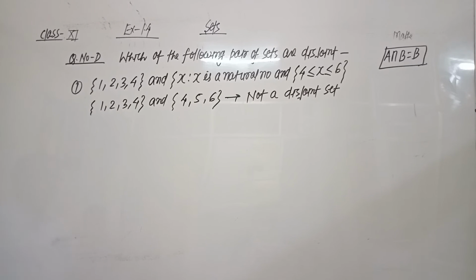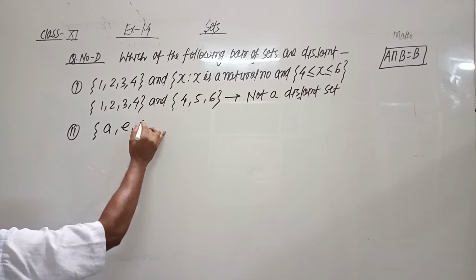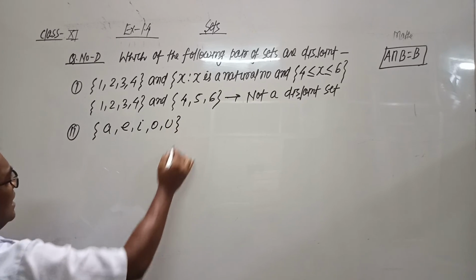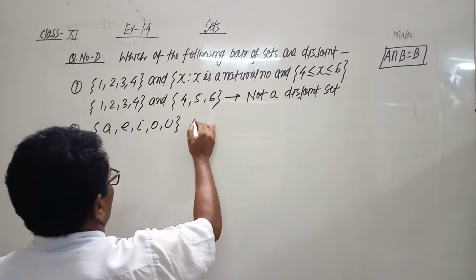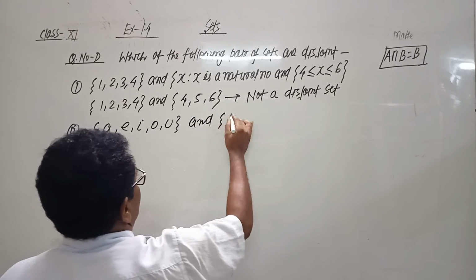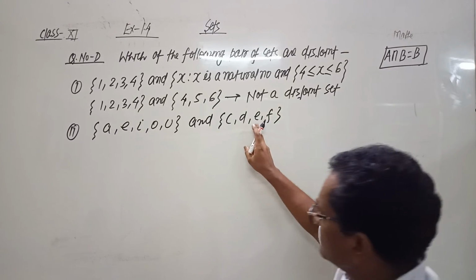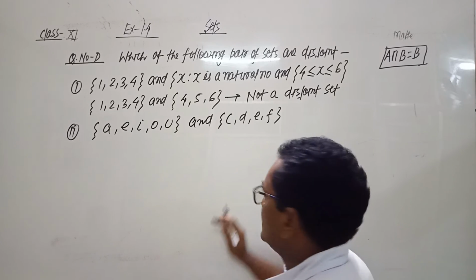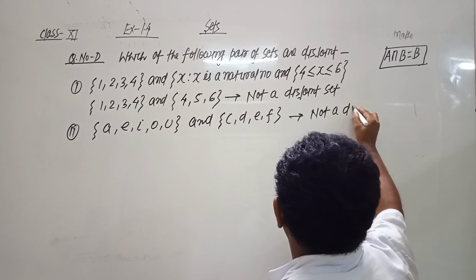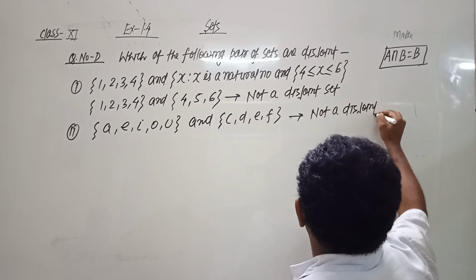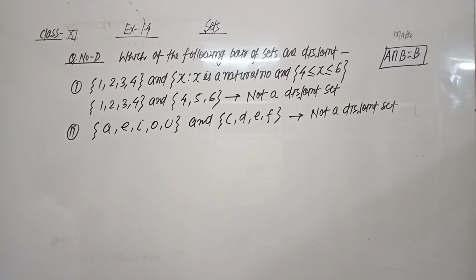Then second, A, E, I, O, U. The first set is A, E, I, O, U. And the other set is C, D, E, F. So in these two sets again the element E is common. So again they are not disjoint sets, because the element E is common in both the sets.